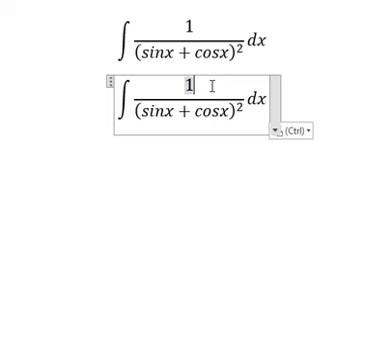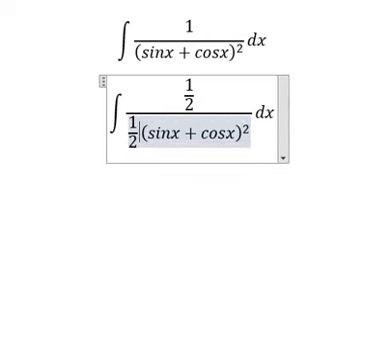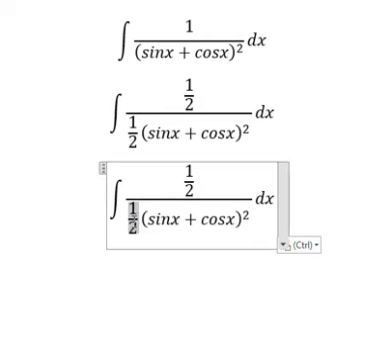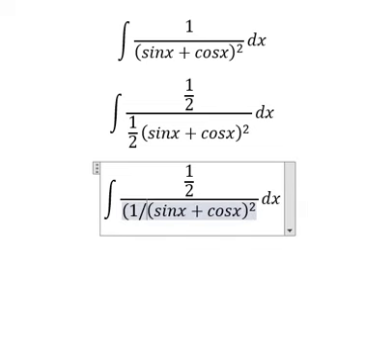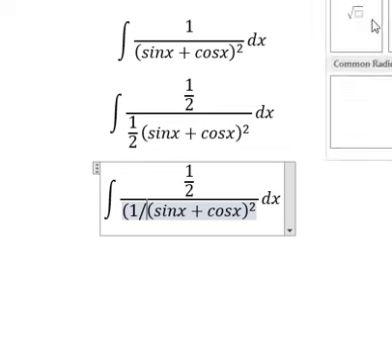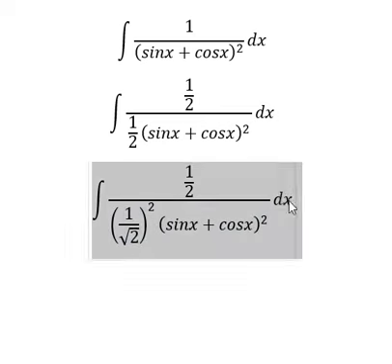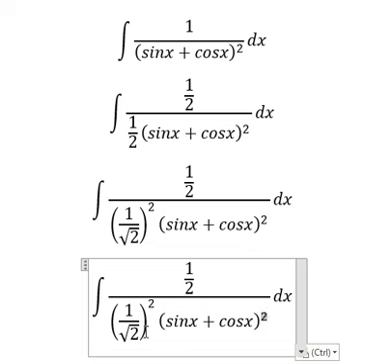I need to multiply by 1 over 2 on numerator and denominator. So we know that 1 over 2, that is about 1 over the square root of number 2, everything to the power of 2. And now, because we have the power number 2, we can go inside of this one.